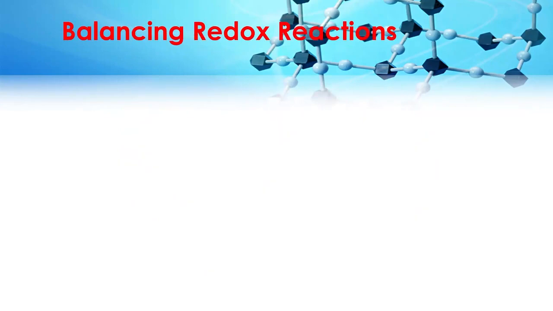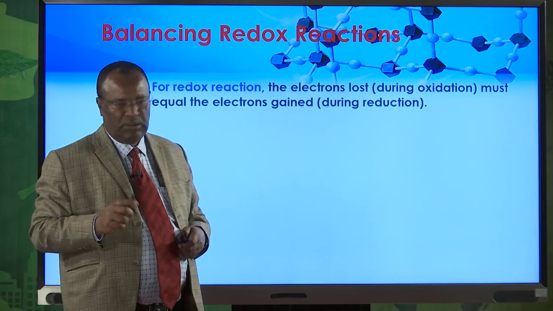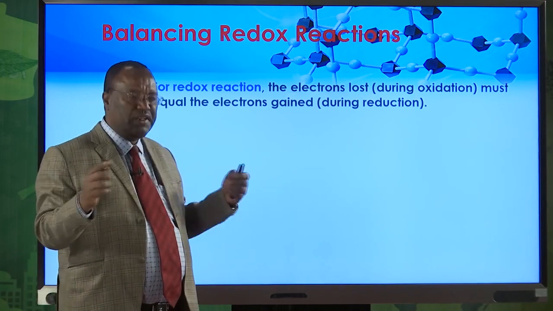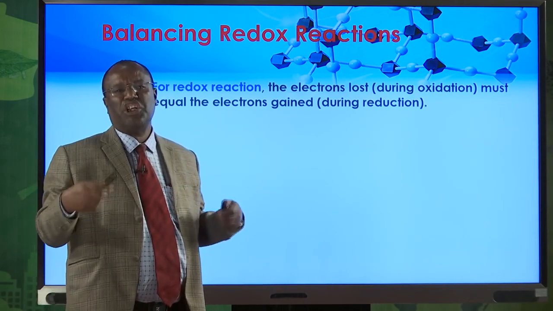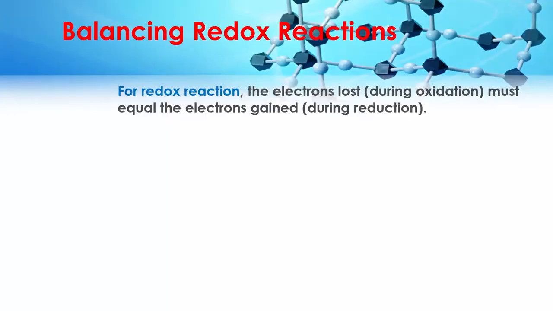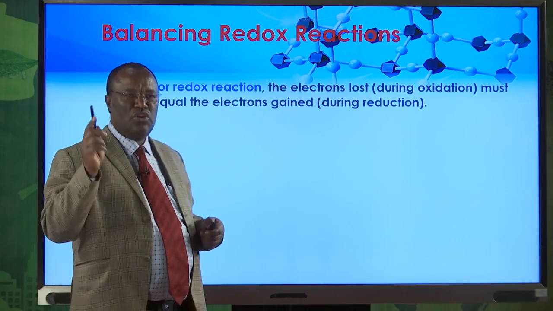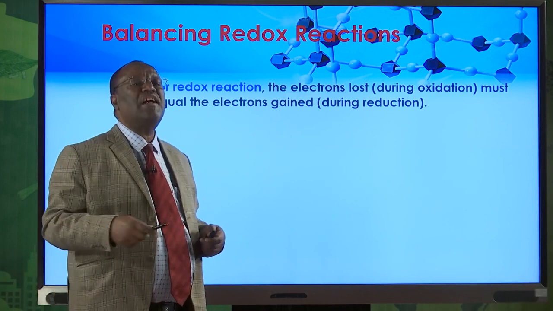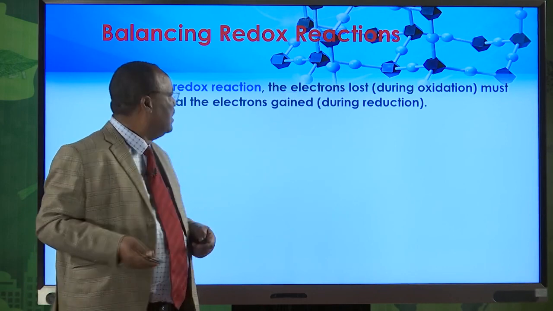Let us see that. For redox reactions, in every redox reaction, you know that reduction and oxidation are taking place simultaneously. Where there is no oxidation, there is no reduction. So, in a redox reaction, the electrons lost during oxidation must be equal to the electrons gained during reduction.